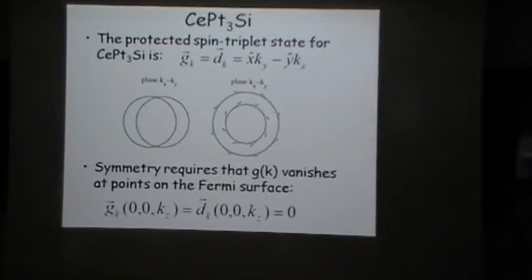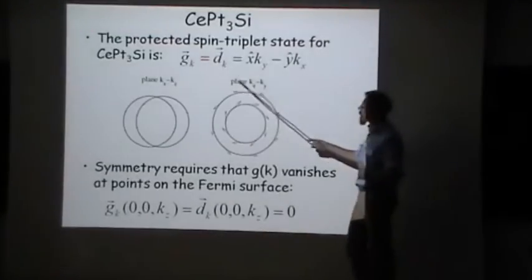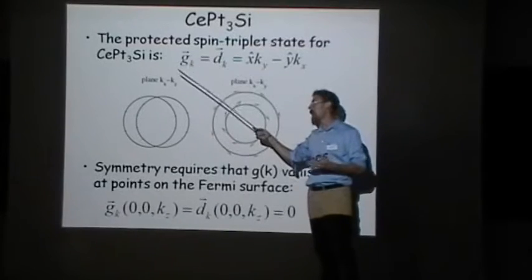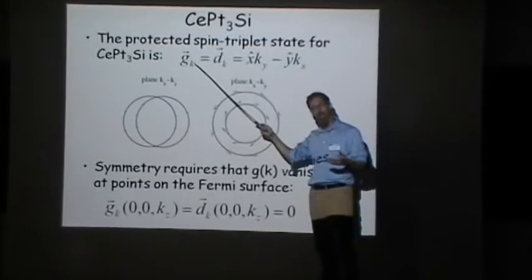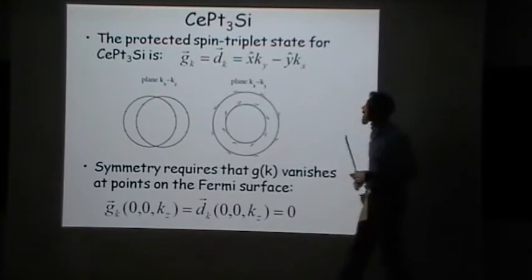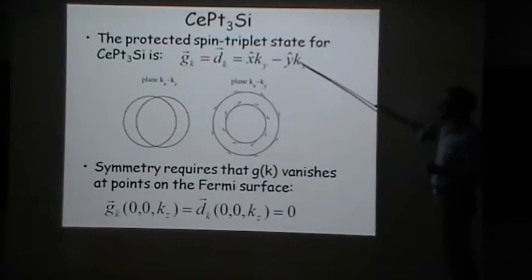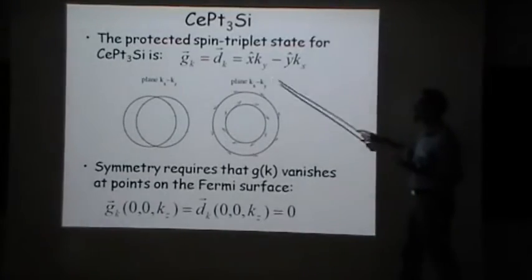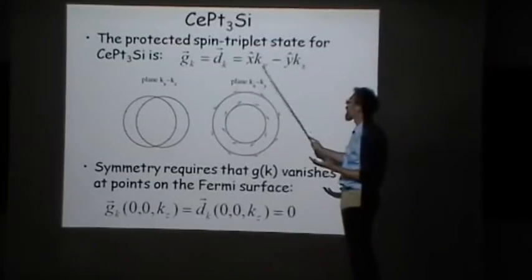Well, let's look at cerium platinum 3 silicon, and let's just assume that we have this protected spin triplet state. And in fact, early on, some people did think that because the measured critical field was above the Pauli field, they said, okay, it's spin triplet. All right, so let's look at this. Now, cerium platinum 3 silicon is not two-dimensional, it's three-dimensional. And so the crudest approximation is a Fermi surface of a sphere. It's not so critical for this discussion. But the point is that the G vector is still given by this.